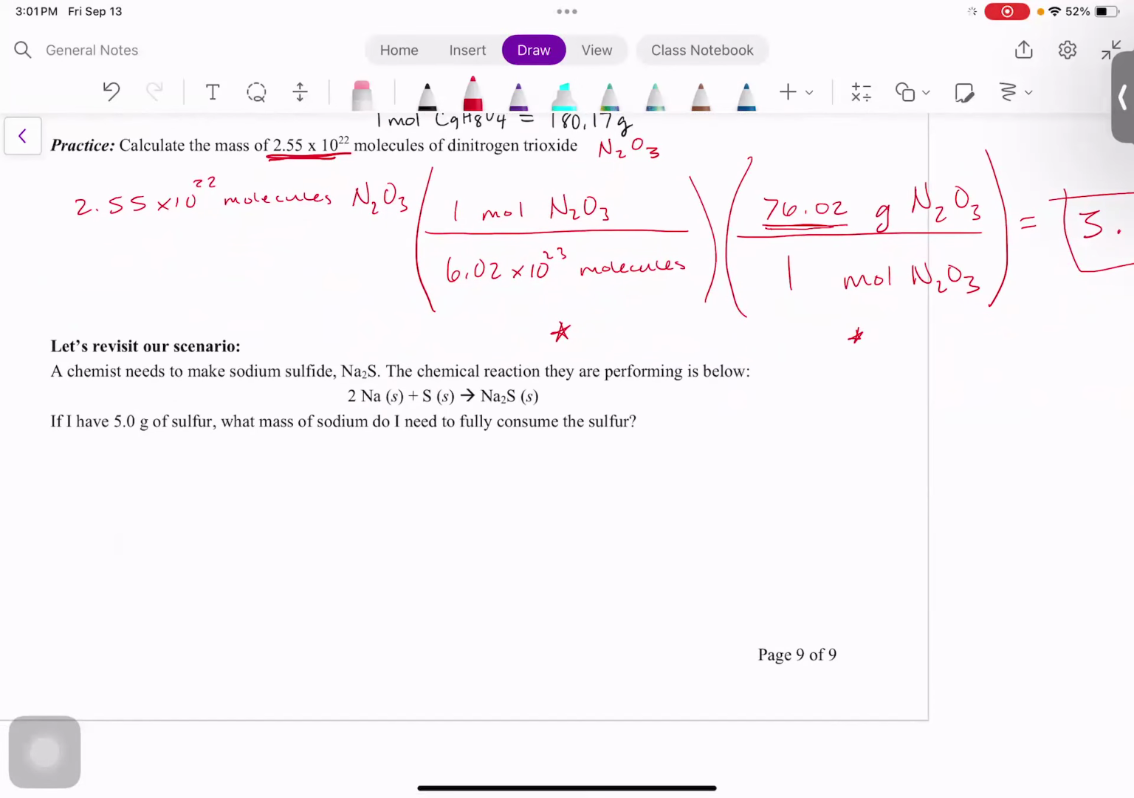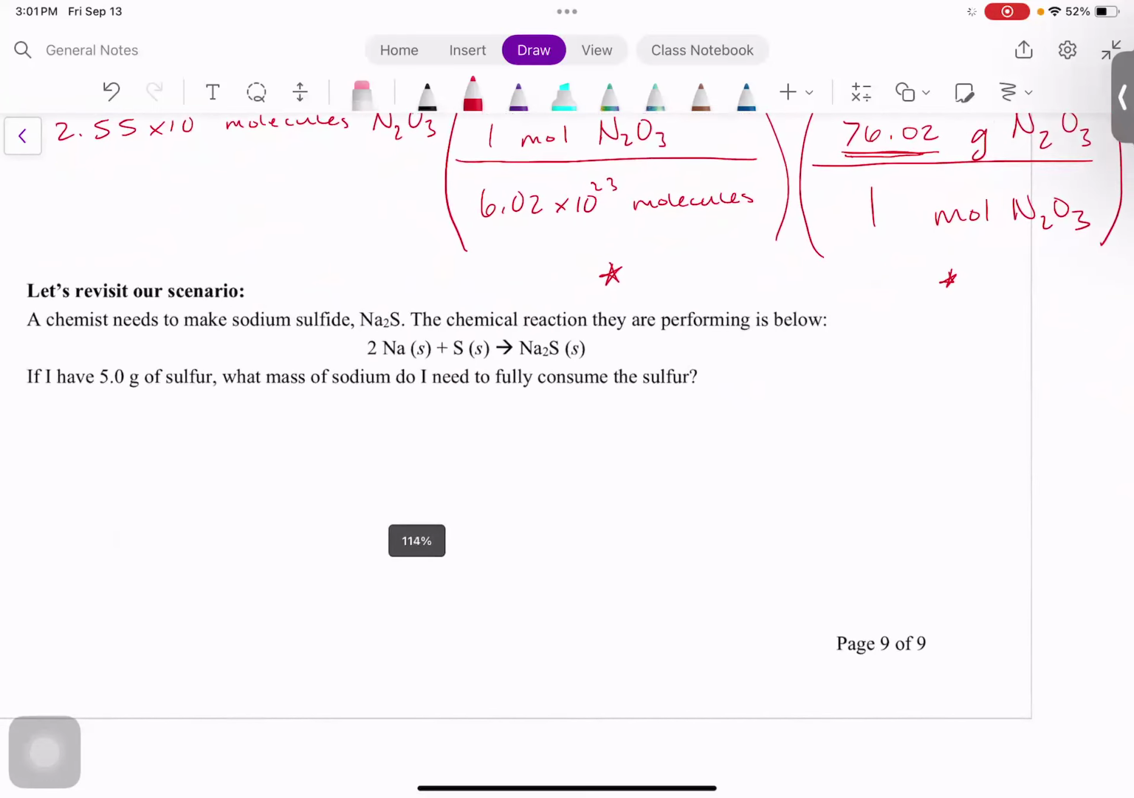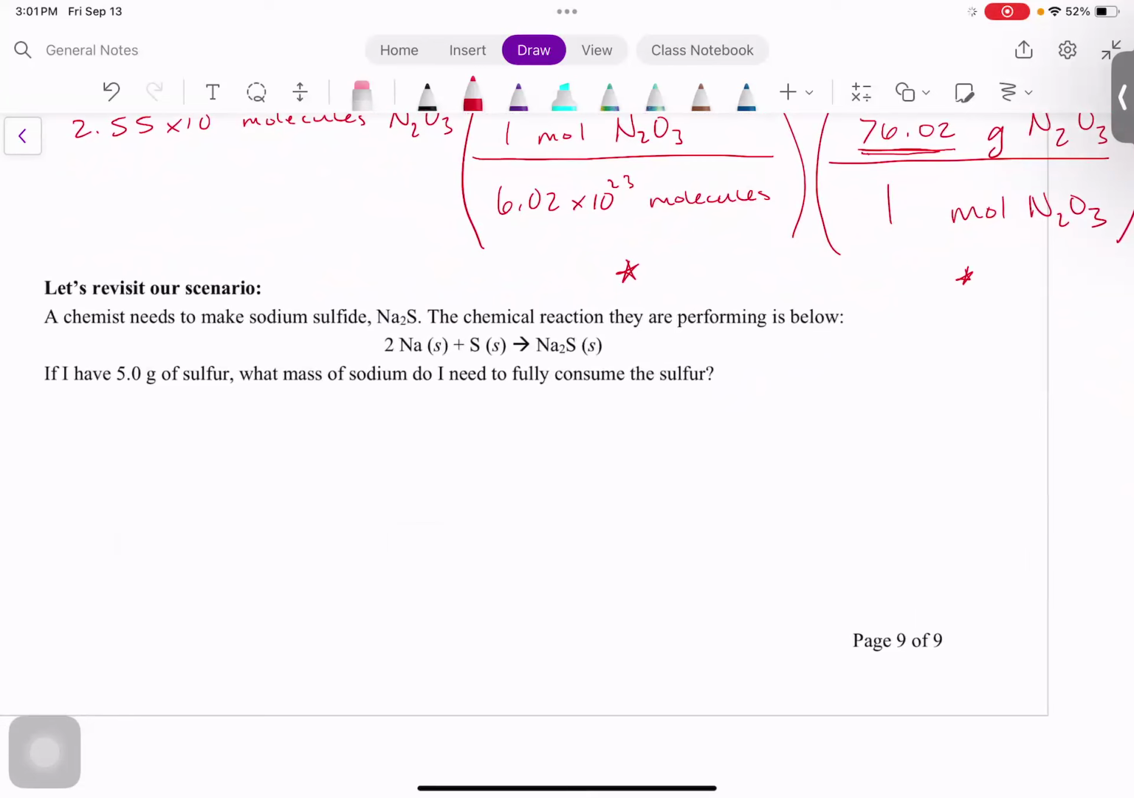So why we do this is because chemistry is all about ratios. If I'm going to make sodium sulfide, I need twice as many sodium atoms as I need sulfur atoms. So if I have 5 grams of sulfur, and I know that I need twice as many sodium atoms as I have sulfur atoms, what mass of sodium will I need? Well, your first thought might be, I need twice as much sodium as I need sulfur, so can I just take this mass and double it? But we can't just do that, because the mass of each sodium atom is different.